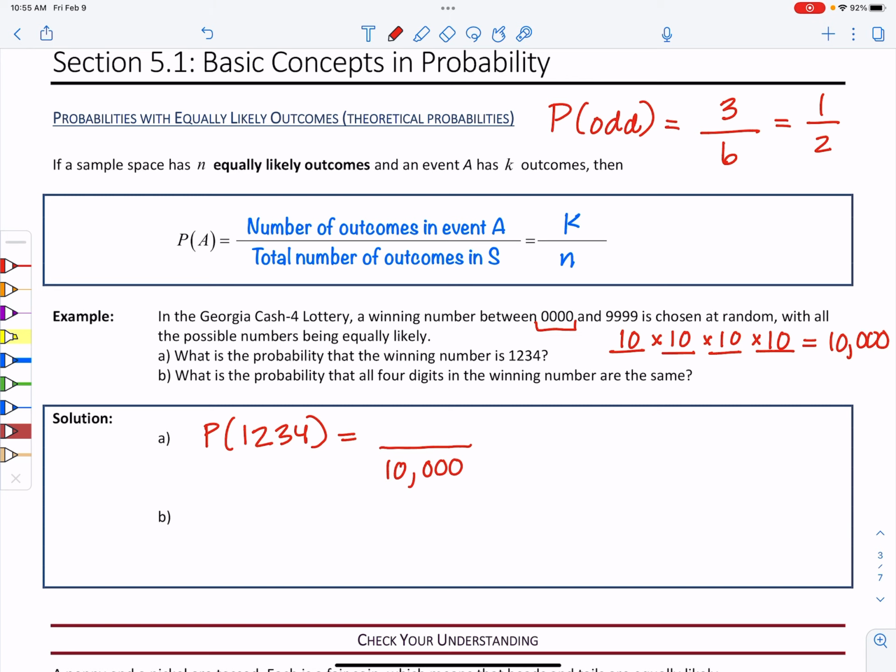And then the event, which in this case, I want to look at getting 1, 2, 3, 4, goes on the top. Now, when you think about your event, you're thinking about the possible outcomes that are included. And 1, 2, 3, 4 is only one possible outcome. So the probability that the winning number is 1, 2, 3, 4 is going to be that one outcome divided by the 10,000 total.